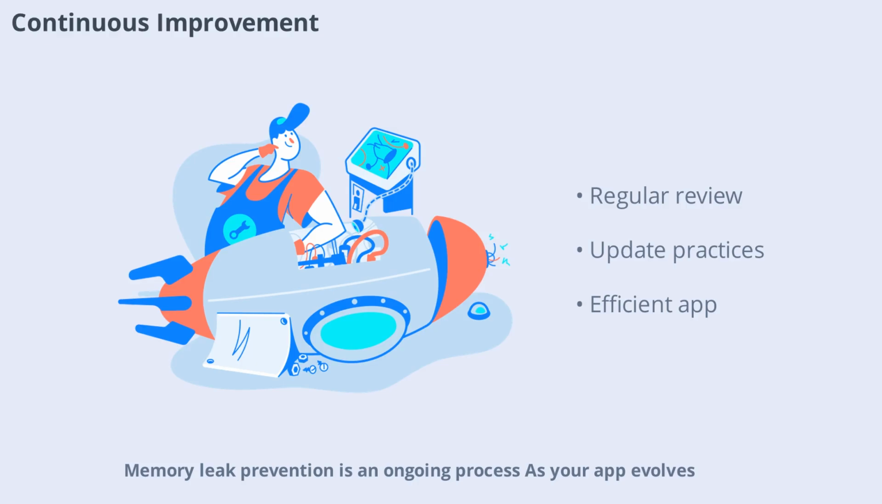Memory leak prevention is an ongoing process. As your app evolves, regularly review your code for potential leaks and update your practices. Staying vigilant ensures your app remains efficient and delivers a great user experience.